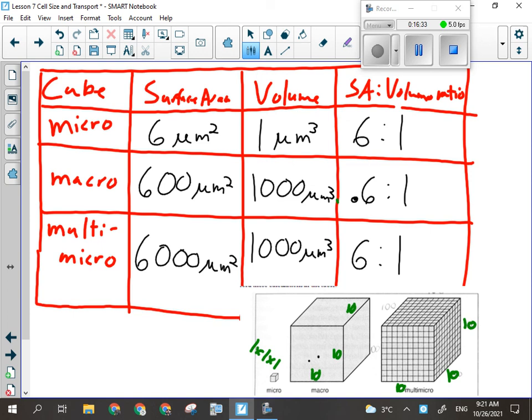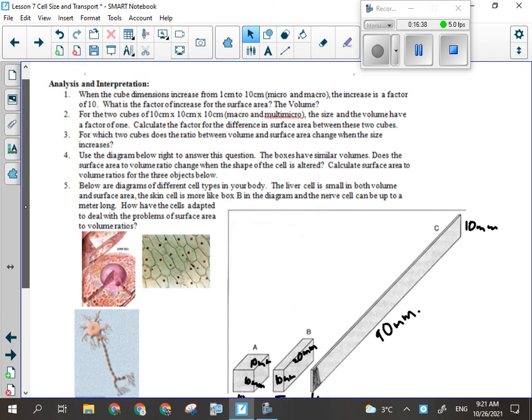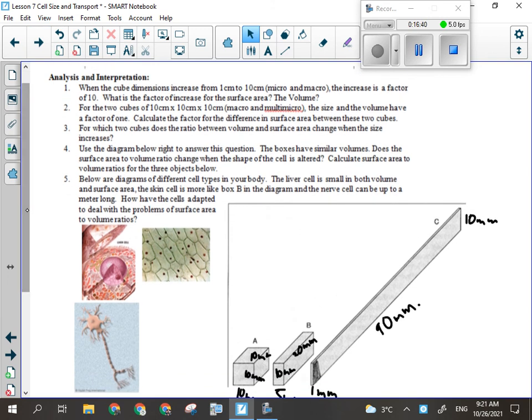Now you got that filled in. So now you got to do the analysis and interpretation here. For question number 1, just because the wording is a bit weird, it asks when the cube dimensions increase, and it says centimeters here, we did micro, from 1 centimeter to 10, so from micro to macro, the increase is a factor of 10. That means each side is 10 times bigger. But what's the factor of increase for the surface area and the volume?